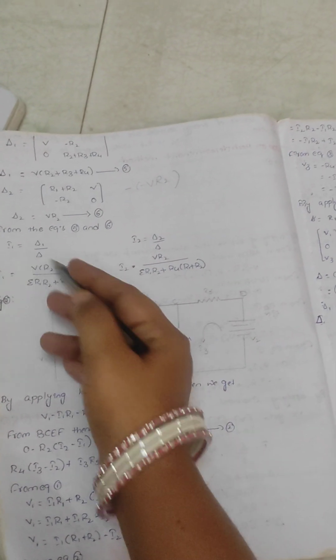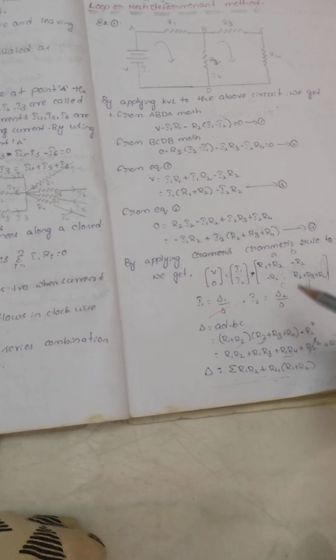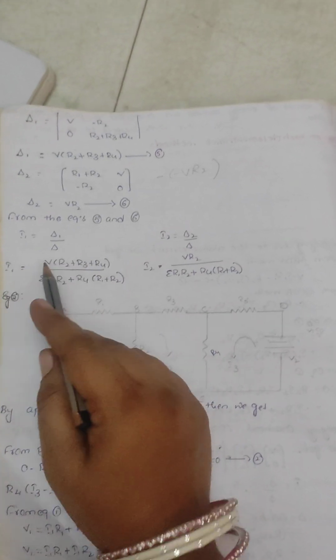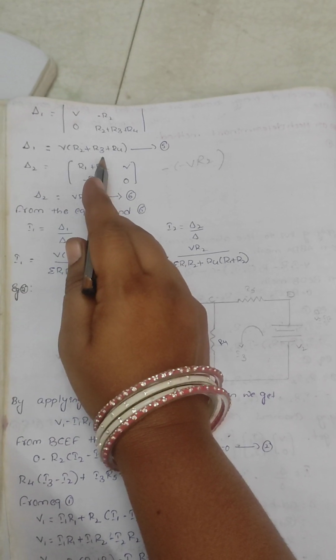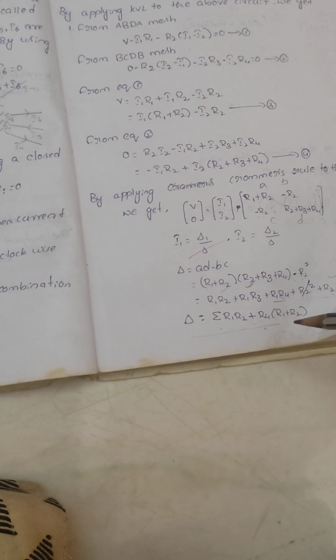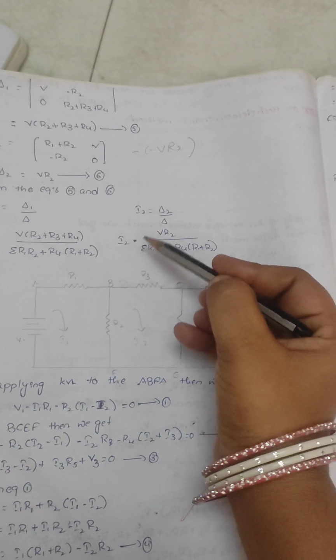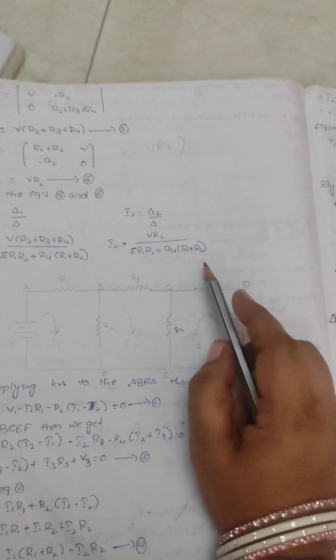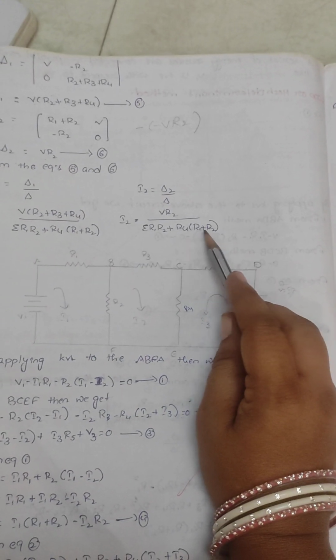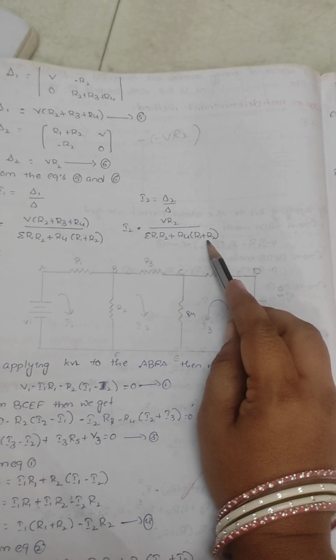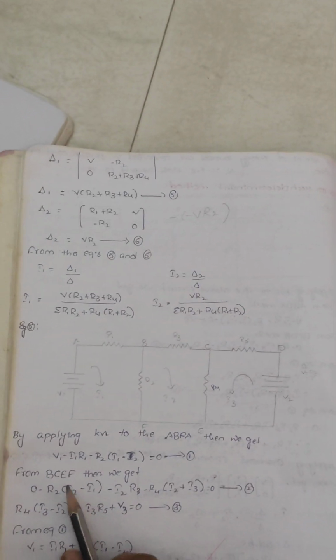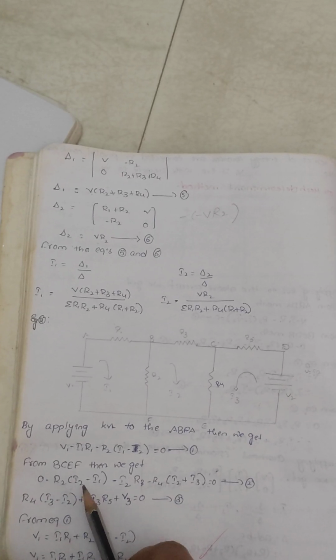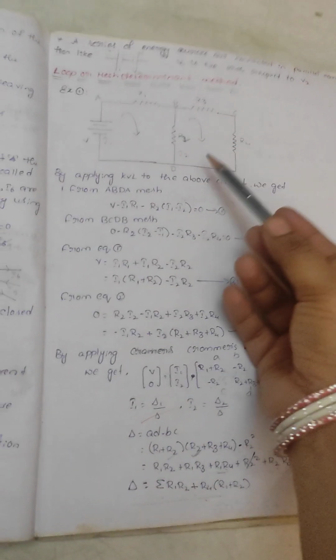Now we know I1 is equal to delta 1 by delta and I2 is equal to delta 2 by delta. Delta 1 is V into (R2 plus R3 plus R4), and delta is the summation of R1 R2 plus R4 into (R1 plus R2). So I1 is V (R2 plus R3 plus R4) by that delta. Next, I2 is equal to V R2 by delta, that is V R2 by the summation of R1 R2 plus R4 into (R1 plus R2). These are the values of I1 and I2 that we find by KVL for the circuit.